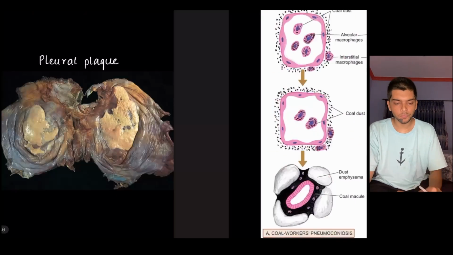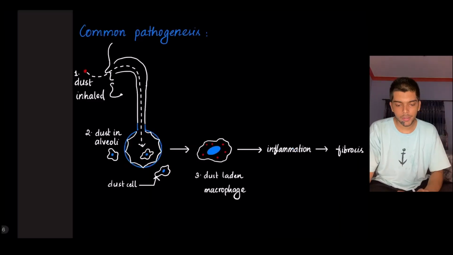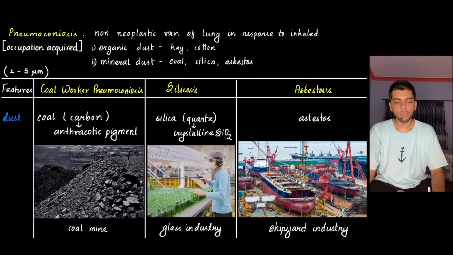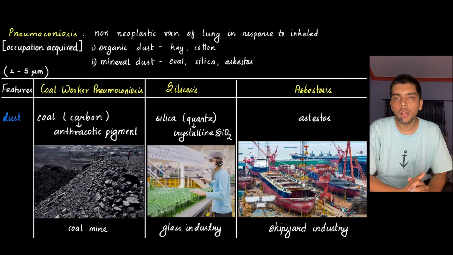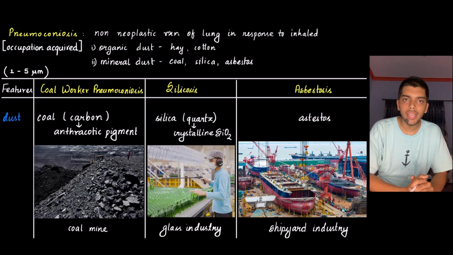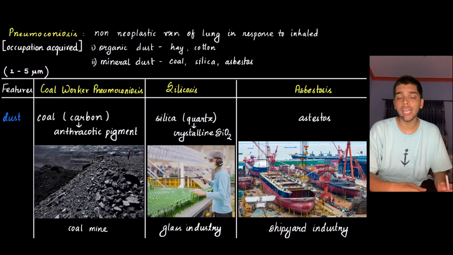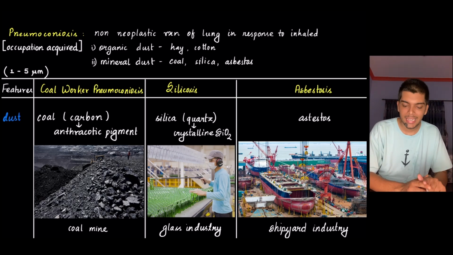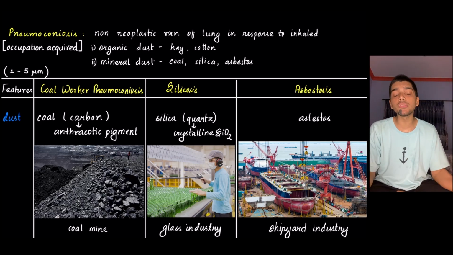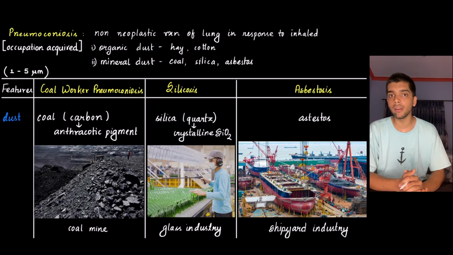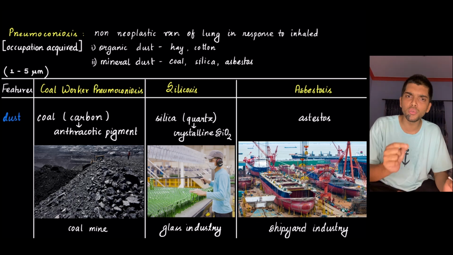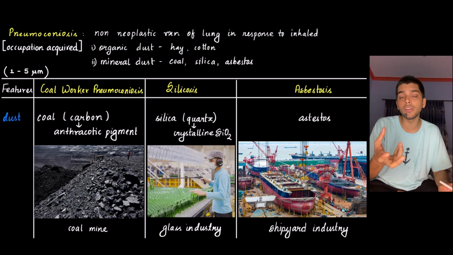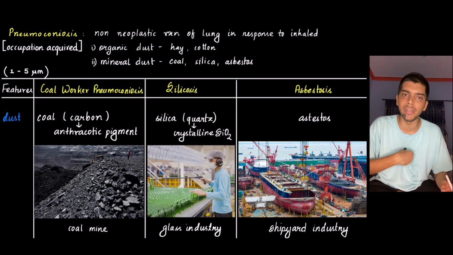One last revision. All right, so pneumoconiosis. Pneumoconiosis definition: it is non-neoplastic reaction of lung in response to inhaled dust, which can be organic dust like hay and cotton or mineral dust like coal, silica and asbestos. It is an occupation-acquired disease. The size of the dust particle that is highly pathogenic is 1 micrometer to 5 micrometer. Less than 1 micrometer, it is too small, so it can enter in and come out. More than 5 micrometer, it is too large, so it will get trapped in the respiratory tract.